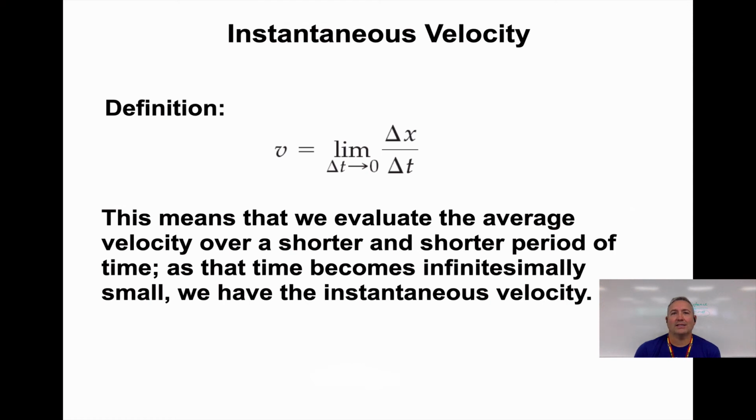But instantaneous is what is the velocity at that instant. Is it positive? Is it negative? Speed is simply the numerical value of velocity. So how fast is it going? So your speedometer of your car measures instantaneous speed. It tells you how fast the car is going. It does not tell you what direction it's going.